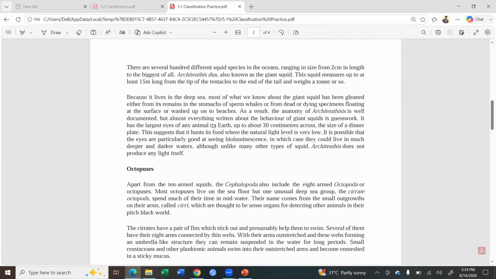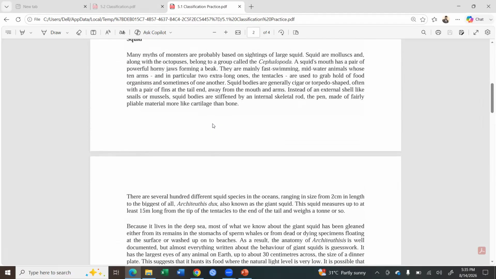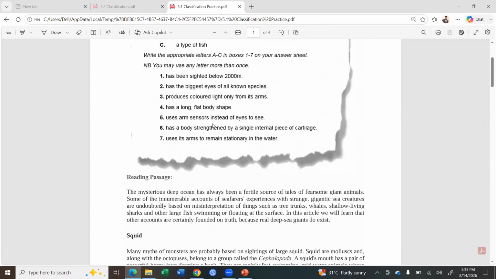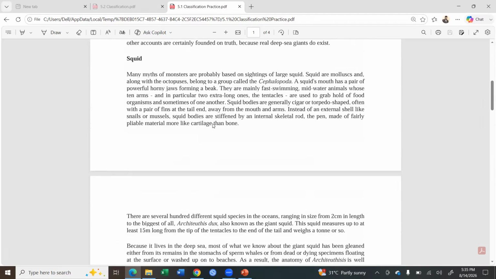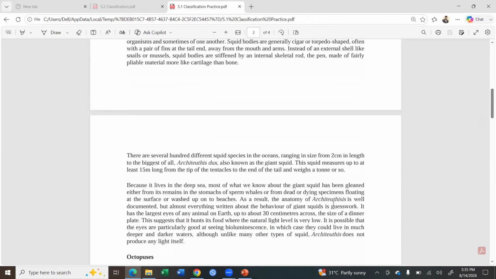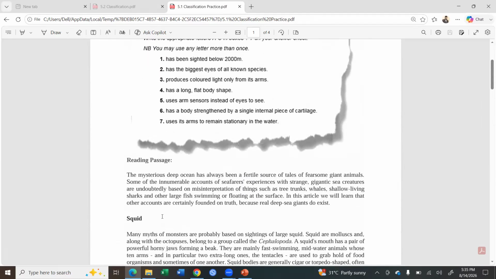Sir, largest size. Sir, squid. Yes, it's squid. Why? Because here in this paragraph it says it has the largest eyes of any animals on earth. All known species and any animal on earth, both of them are synonyms, paraphrased, right? So largest eyes and biggest eyes. Is it clear? Yes, sir.